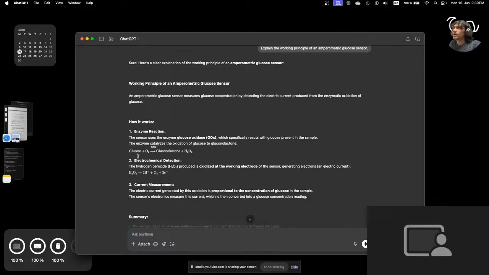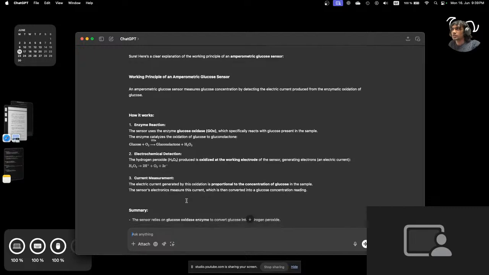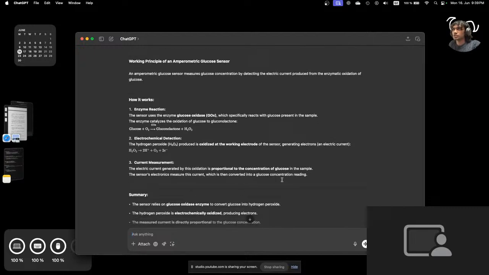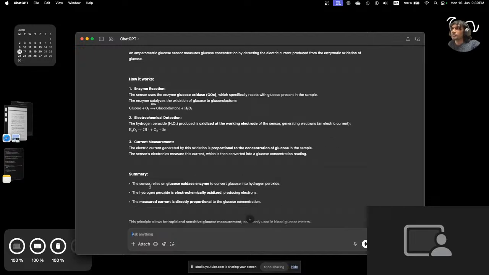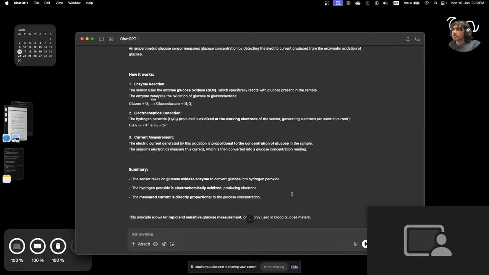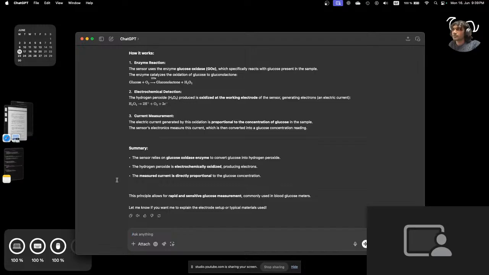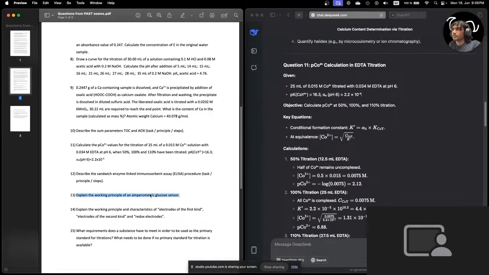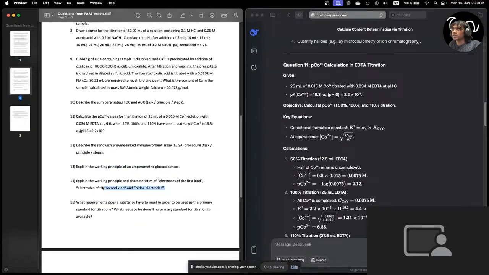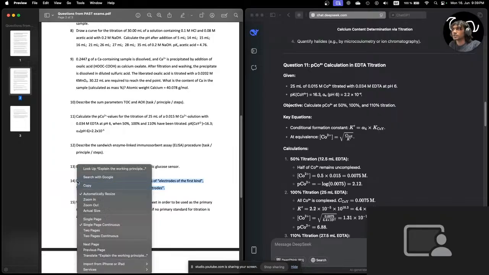Okay, the glucose releases the peroxide. The sensor electrodes measure this current, which is converted into a glucose concentration reading. The sensor relies on the glucose oxidase enzyme to convert glucose into hydrogen peroxide. Okay. Explain the working principles and characteristics of.